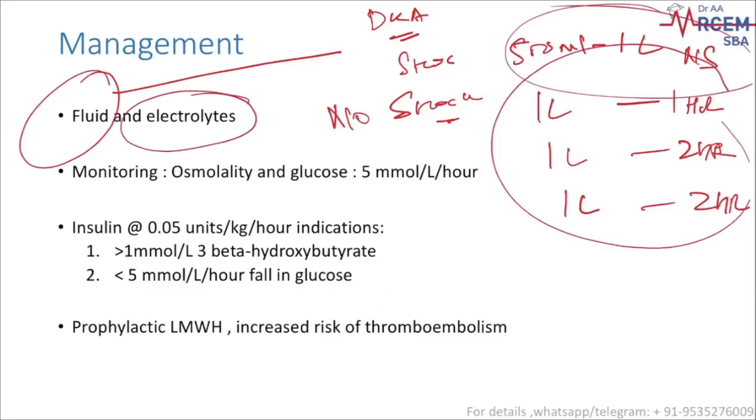Even the electrolytes are managed in a similar manner to how adult DKA is managed. Monitoring-wise, you're monitoring two main parameters: one is osmolality, another is glucose.